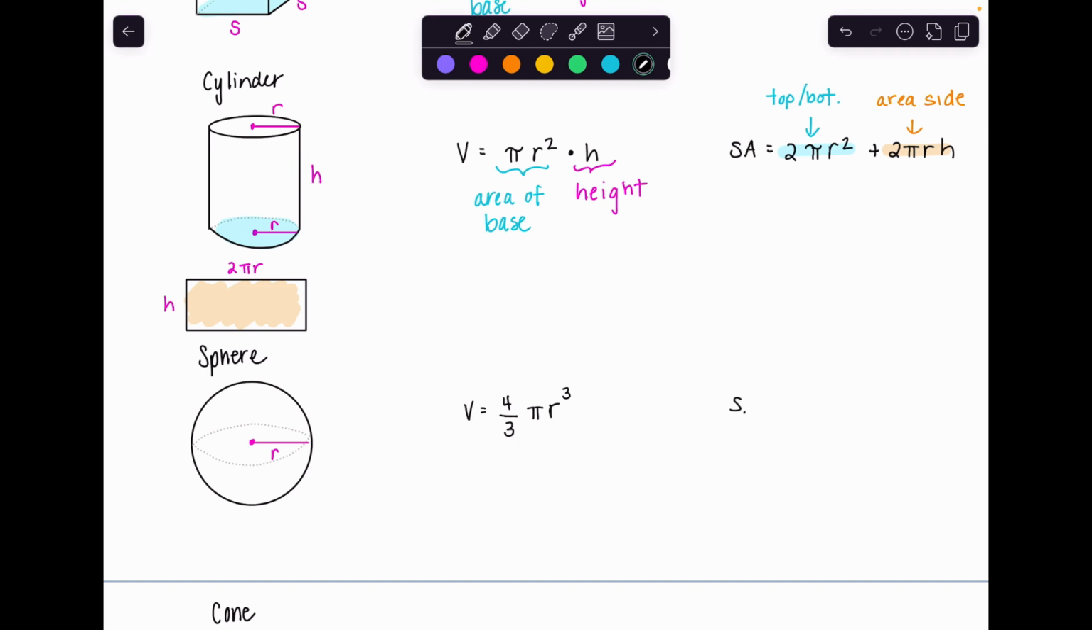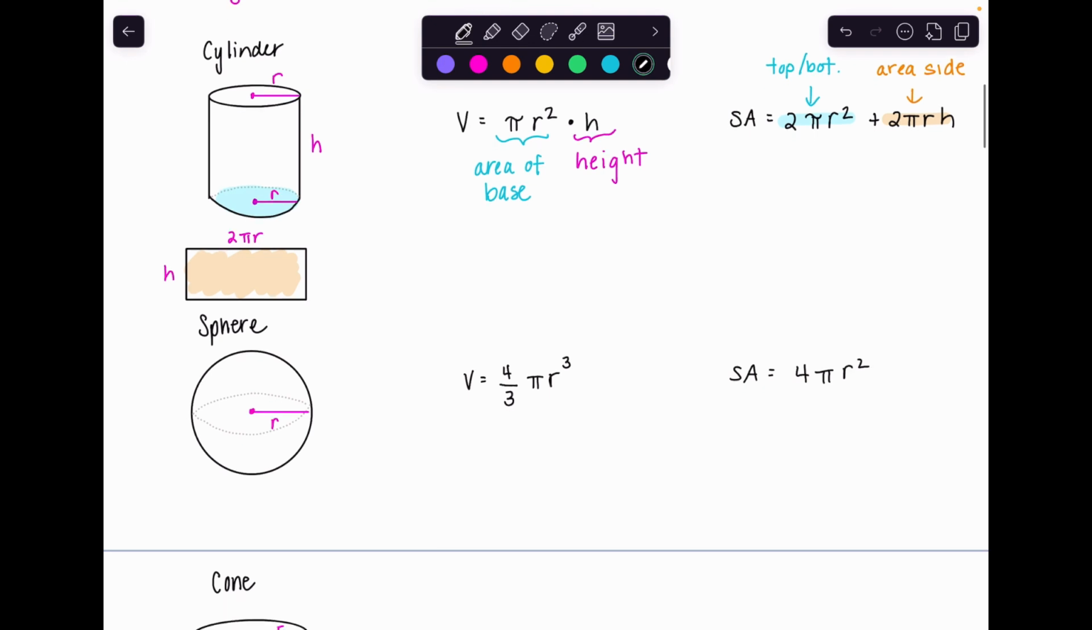And then likewise, I don't have a nice way to tell you what the surface area is, but it ends up being 4 pi, and then it's an area, so you get your radius squared.